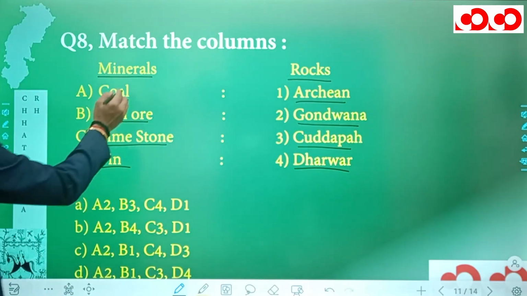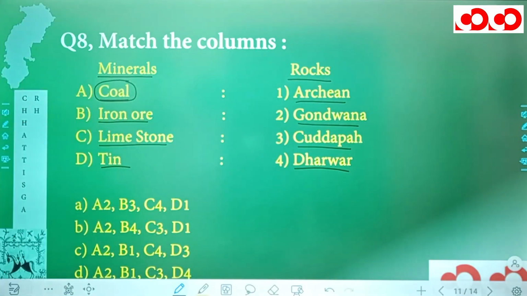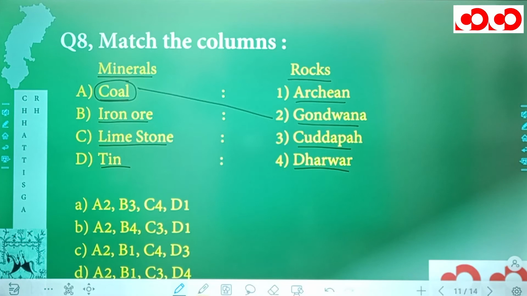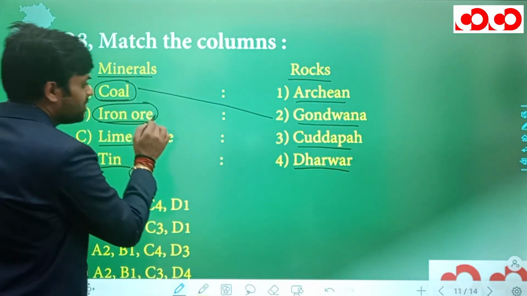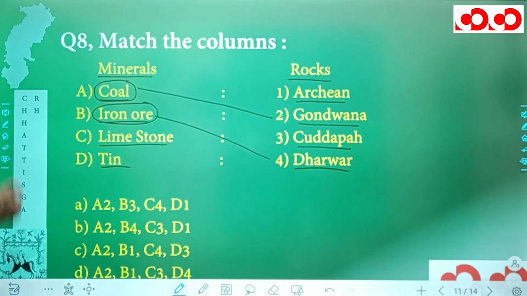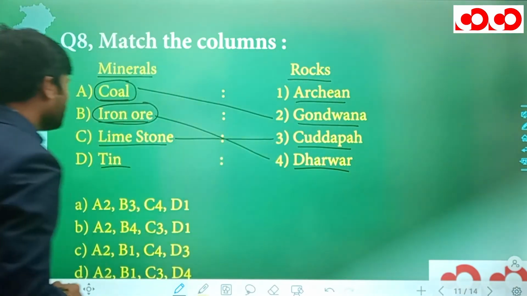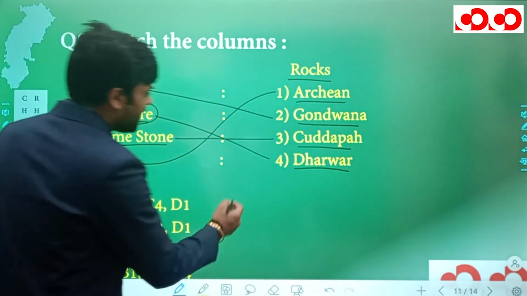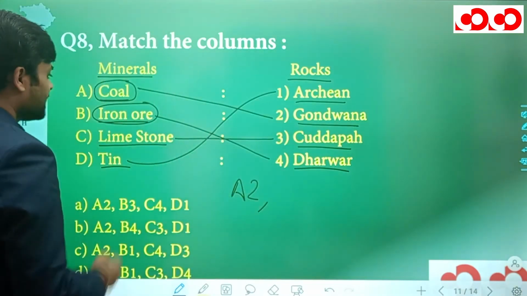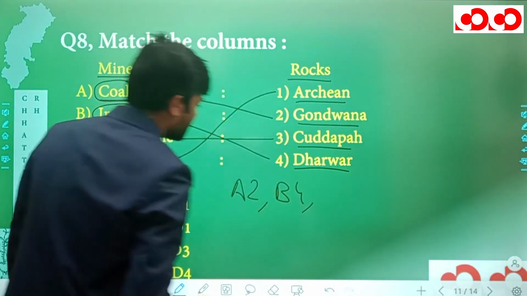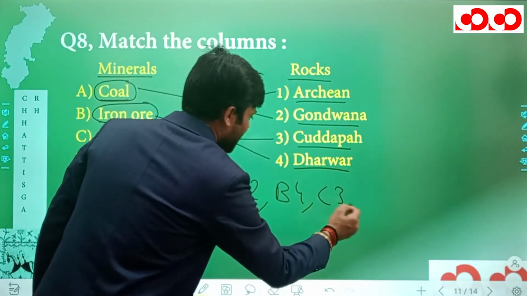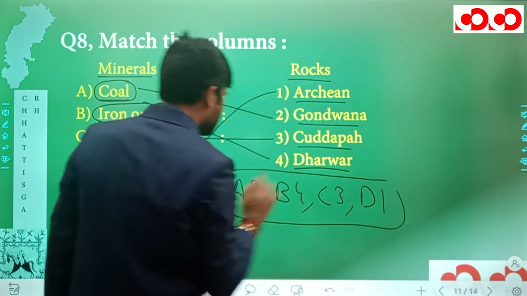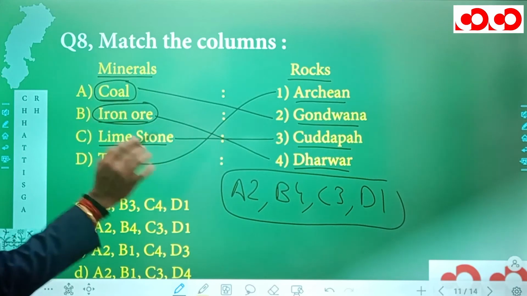Now, the coal reserves in Chhattisgarh are actually found in Gondwana rocks. The iron ore reserves are found in Dharwad rocks. Limestone reserves are found in the Kadapa rocks, and tin reserves in the Archean rocks. So when forming pairs, we have A2, then B4, then C3, and finally D1. So this is the pair that we have deduced: A2, B4, C3 and D1.